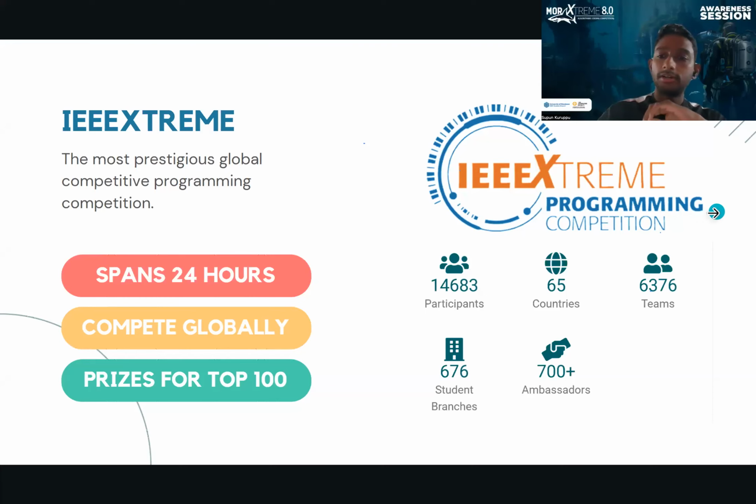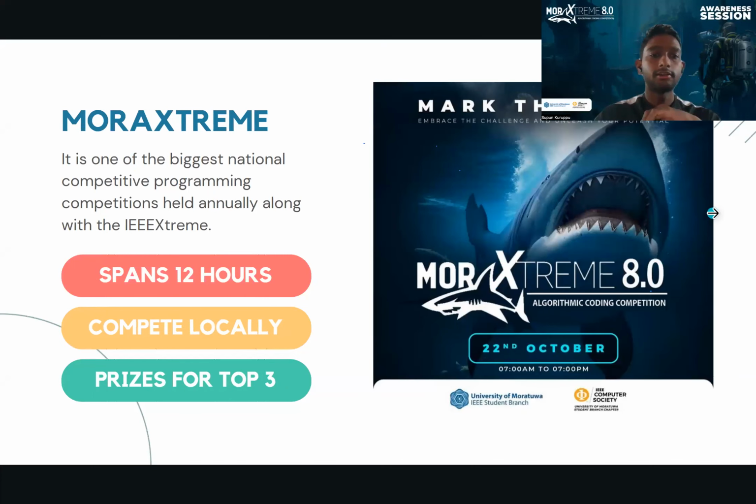Apart from IEEEXtreme, MoraXtreme is another very big national competition for competitive programming, and it is held annually along with IEEEXtreme. It mimics the model of IEEEXtreme, but it spans 12 hours instead of 24 hours. As I mentioned before, it's a good competition for you to compete locally, and there will be prizes for the top 3 winners. I think this time it will be held on 27th October. It is also a very good competition to practice for IEEEXtreme.